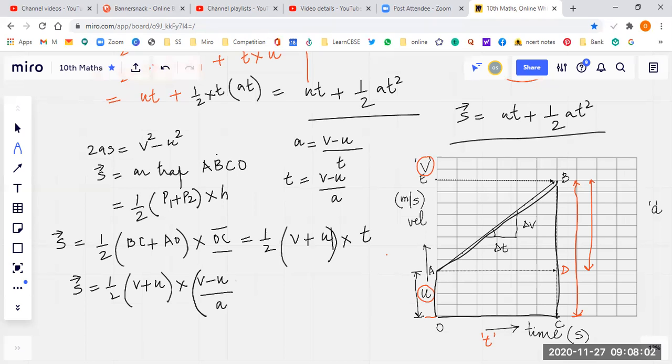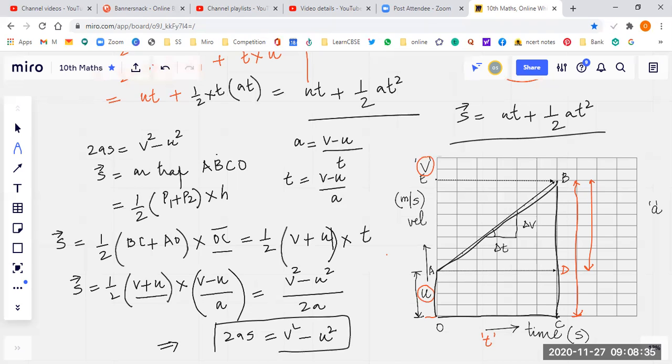So this is equal to, now what is v plus u into v minus u? Like a plus b into a minus b, v square minus u square. Divided by 2 into a. You got the third formula. 2a, take on the left side, 2as is equal to v square minus u square. See students, we have derived the third formula also, right? So these are the three formulas of equations of motion, right?